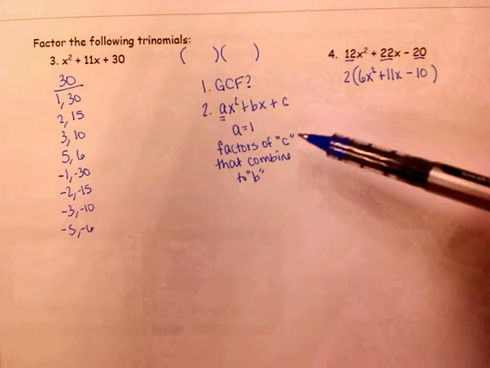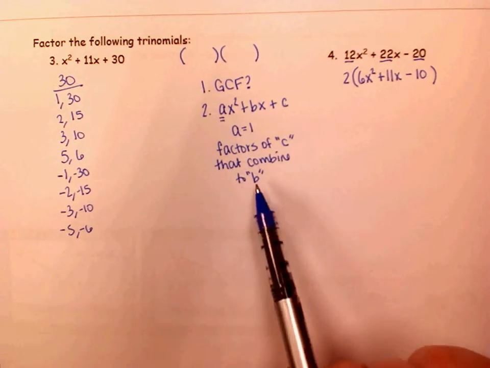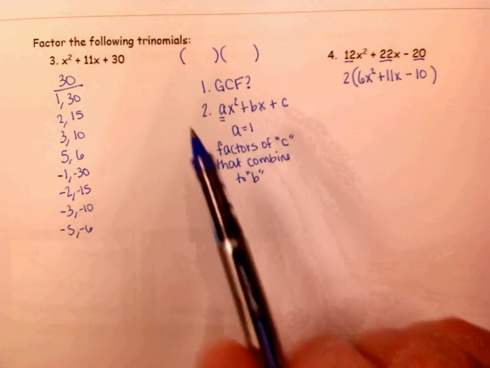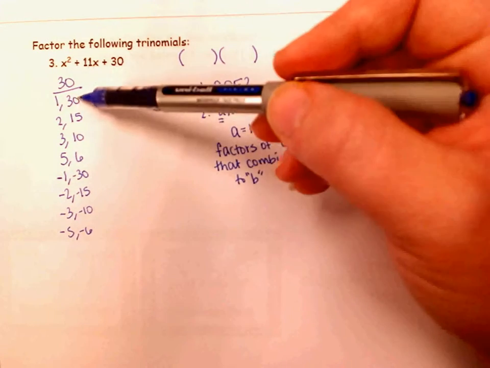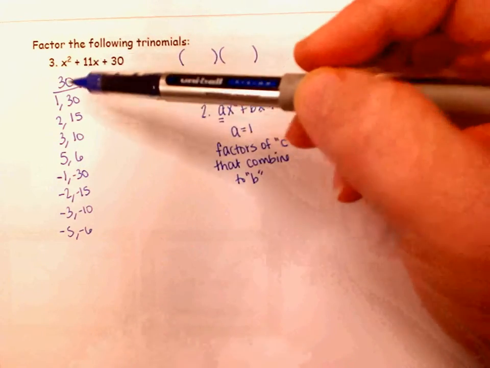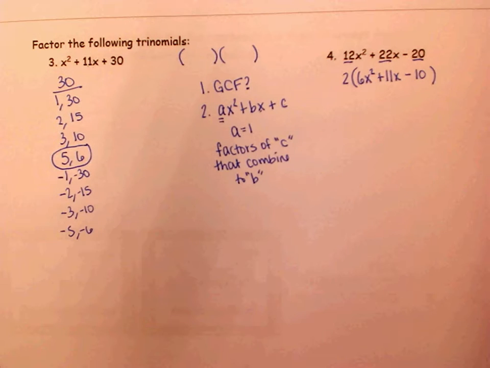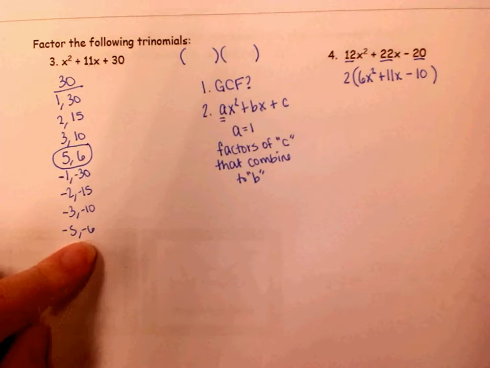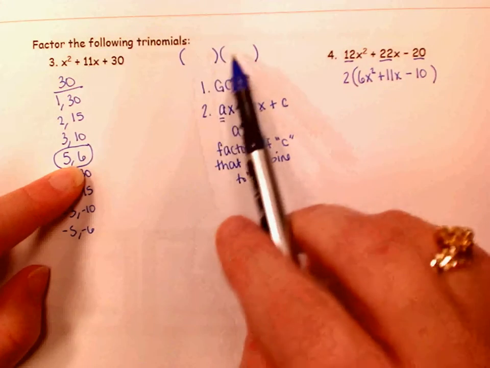Okay, so we have all our factors of our constant. We want the pair that combines to get our b value. B is the coefficient of your x term. So for number 3, our b value is 11. So we're going to be looking for which one of these factor pairs combines to get a positive 11. Well, the pair we're looking for is this positive 5 and positive 6. We don't want the negative 5 and negative 6 because they combine to get negative 11. So positive 5 and positive 6 are how I'm going to write my factor pairs.